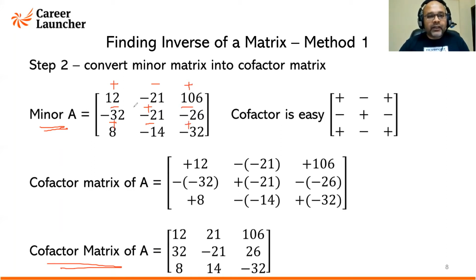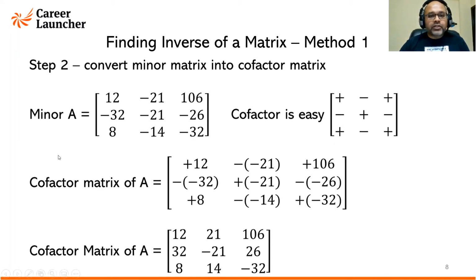So you multiply with the corresponding signs and you get 12, minus into minus is plus, and so on and so forth. You'll get all of these. And this is called the cofactor matrix of A. This is the end of your second step. This is easy, right? There's hardly any calculation in this, just change of sign, but you have to be just careful about it.